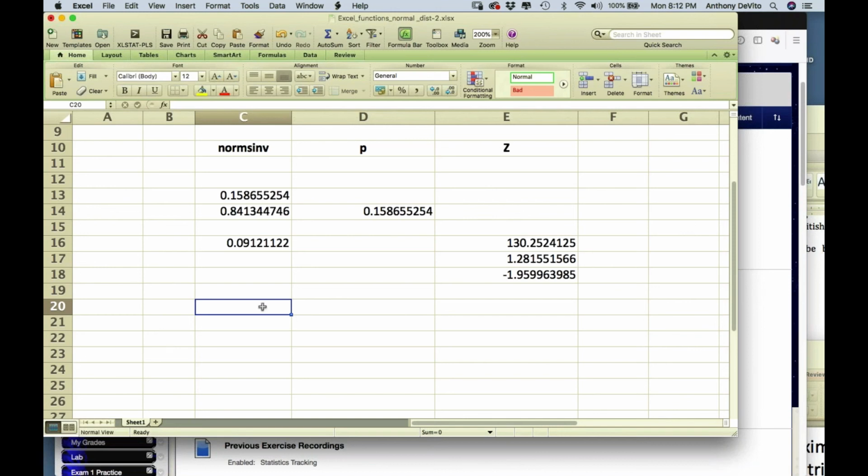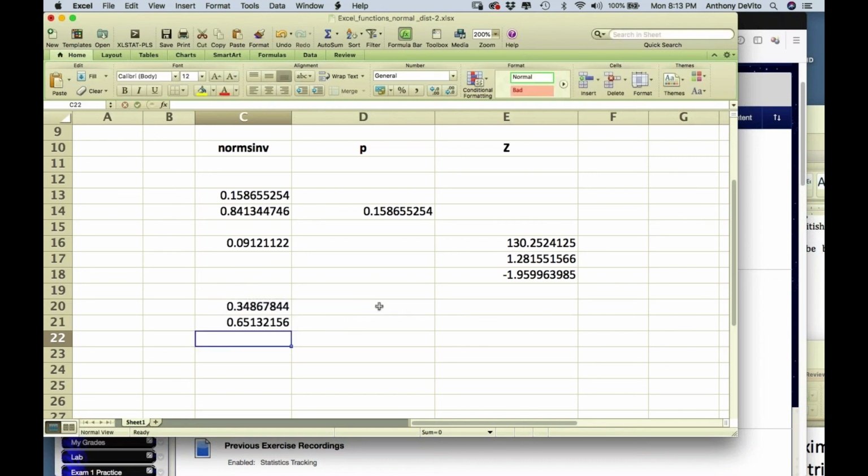What will satisfy that? 1, 2, 3, 4, 5, 6, 7, 8, 9, 10 will satisfy that. What doesn't satisfy it? 0. So I do equals binom dist, the probability of getting 0 successes, comma, out of 10 trials, comma, 0.1 probability, comma. I could put true or false here. I'll get the same thing because there isn't anything below 0. So I'm just going to put true. Now that's the probability of getting 0. Probability of getting 1 or more is equal to 1 minus the probability of 0.